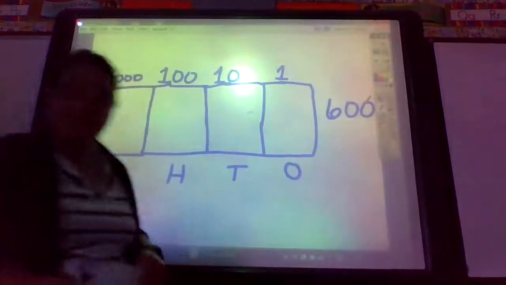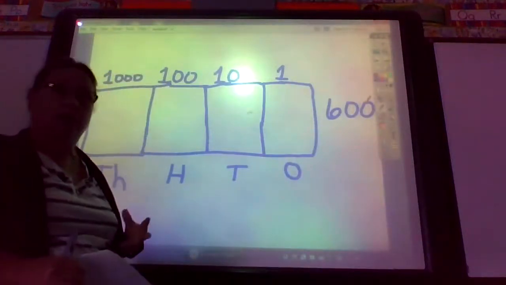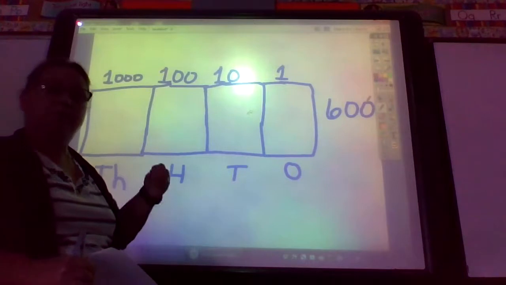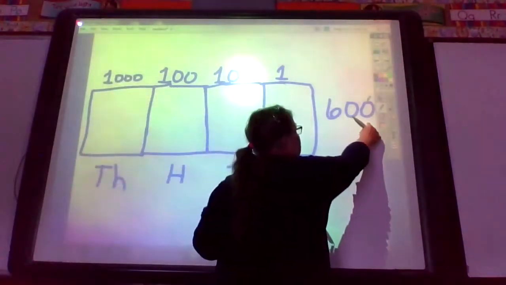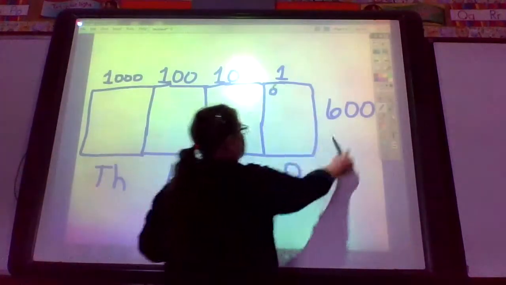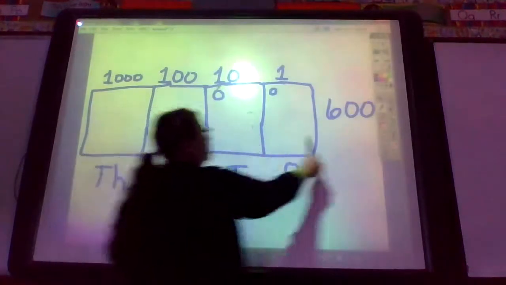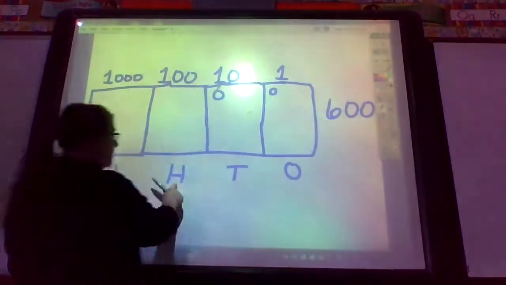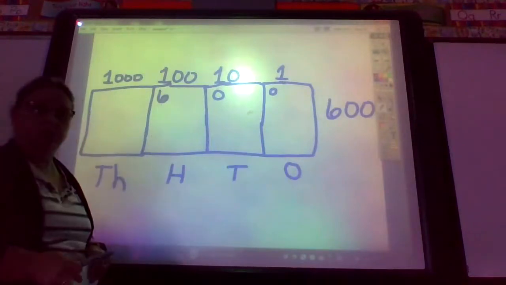I have the number 600. I'm going to put it in my chart. I start at the very end. I have 0 ones. I have 0 tens. I have 6 hundreds. Now I can draw my pictures.